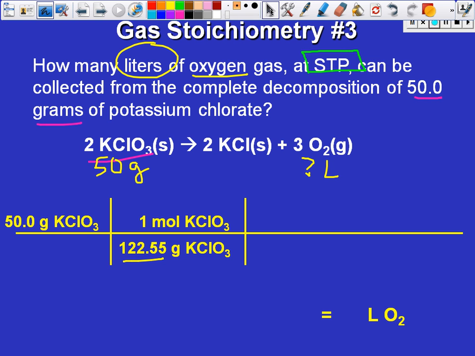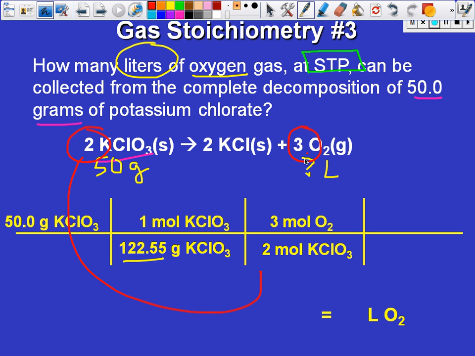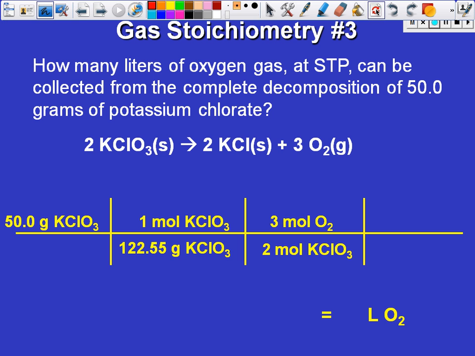So essentially what we need to do is go from a mole to liter ratio, which is a mole to mole as well. So it's 2 moles of KClO3 to 3 moles of O2. And again, all this is coming from the coefficients of the balanced equation. The 2 is here. The 3 came from here. That's where that came from.